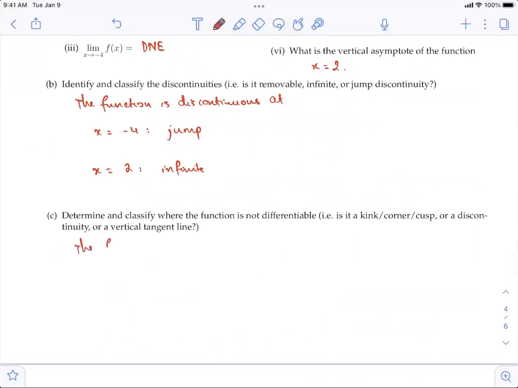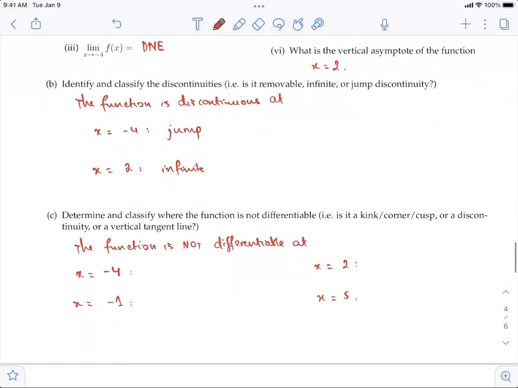So the function is not differentiable at x equal to -4, x equal to -1, x equal to 2, and x equal to 5. Now we have to classify these points where the function is not differentiable.